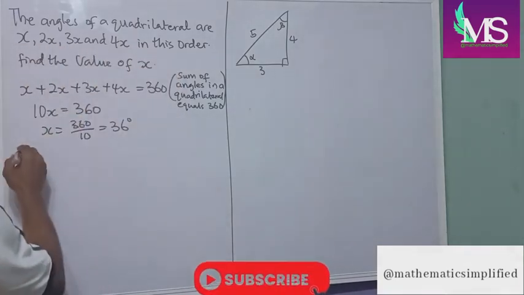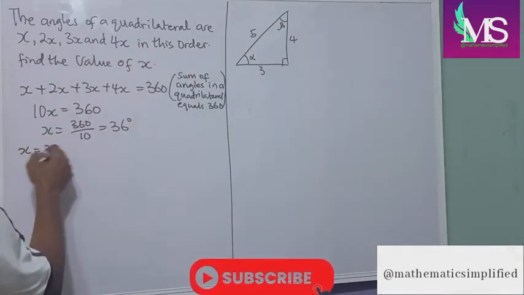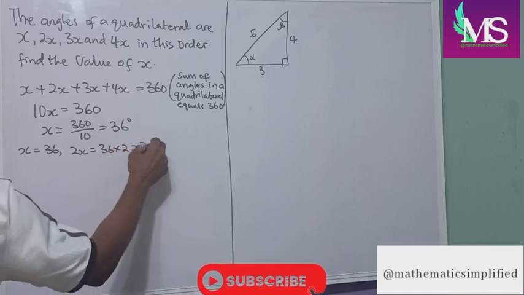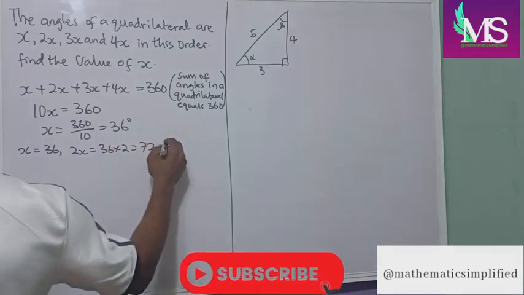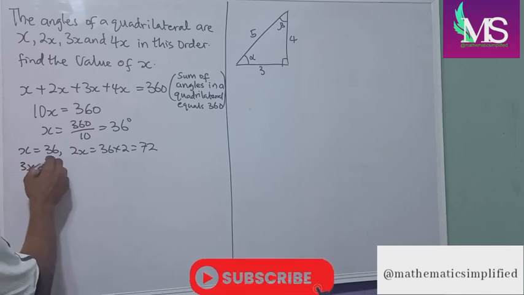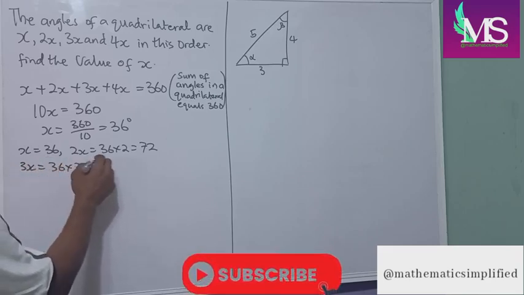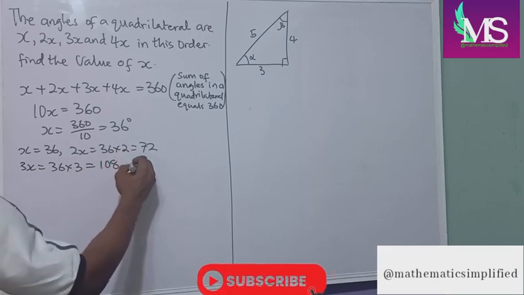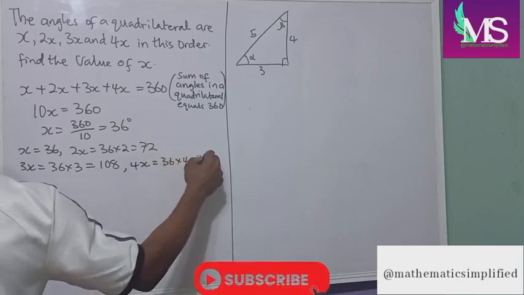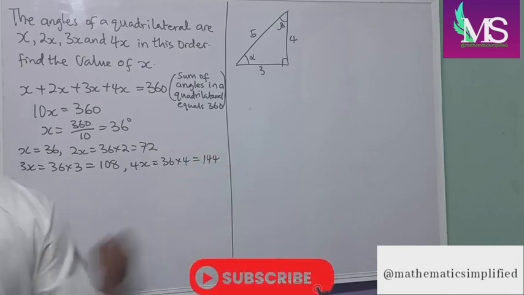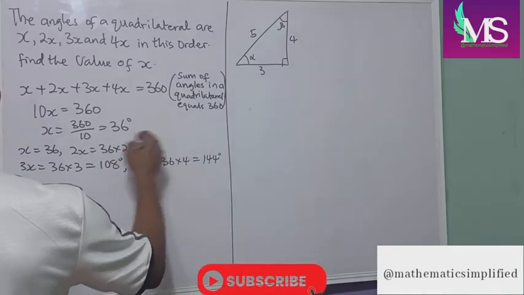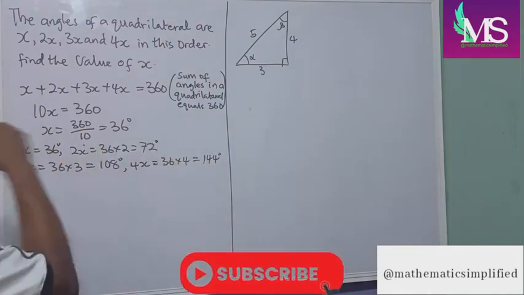Now, for each of these angles, x equals 36, 2x equals 36 times 2, which is 72, 3x equals 36 times 3, which is 108, and 4x equals 36 times 4, which is 144. Okay, so those are the values of each and every one of those angles.